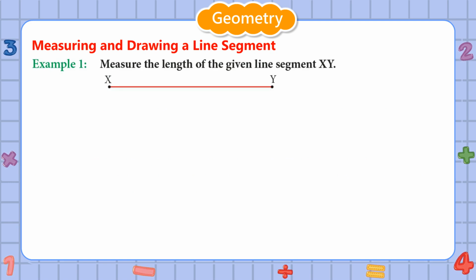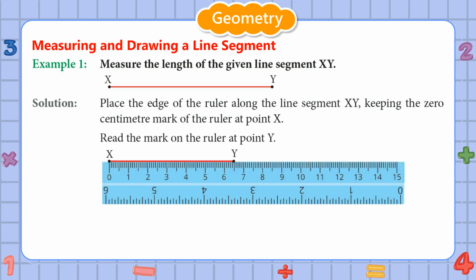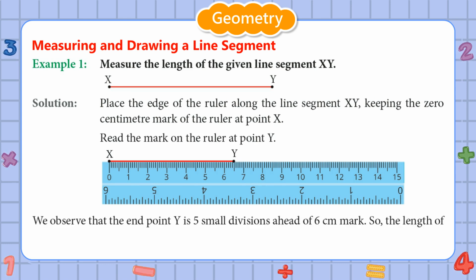Example 1. Measure the length of the given line segment XY. Solution. Place the edge of the ruler along the line segment XY, keeping the 0 cm mark of the ruler at point X. Read the mark on the ruler at point Y. We observe that the endpoint Y is 5 small divisions ahead of the 6 cm mark. So, the length of XY is 6 cm 5 mm or 6.5 cm.